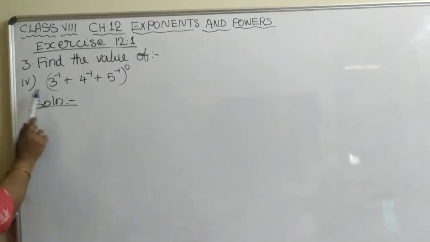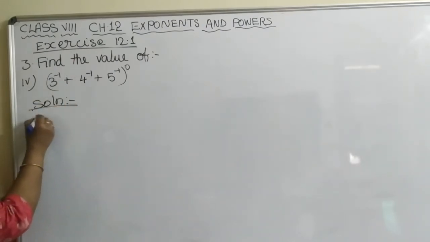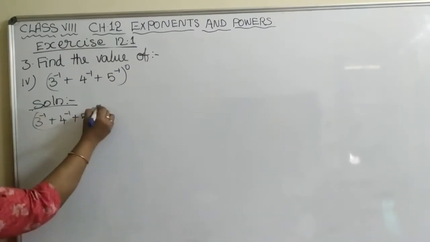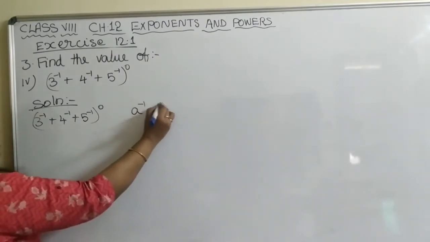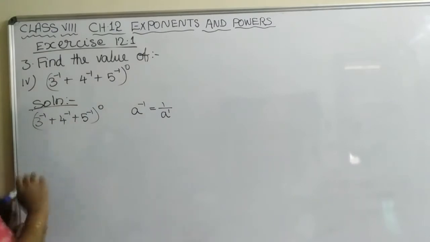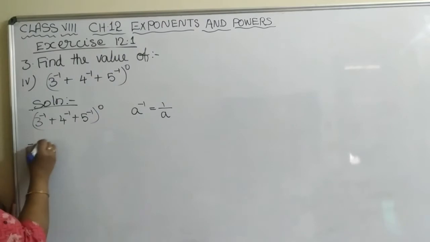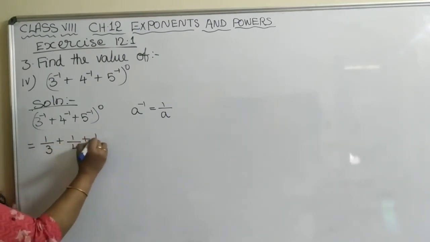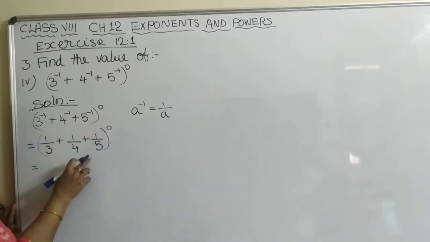Next is question number 4. (3 raised to minus 1 plus 4 raised to minus 1 plus 5 raised to minus 1) whole raised to 0. See here we have a raised to minus 1 equal to 1 upon a raised to 1, or we can write 1 upon a. So this can be written as (1 upon 3 plus 1 upon 4 plus 1 upon 5) whole raised to 0. This is fraction. You can find the LCM and you can solve it.